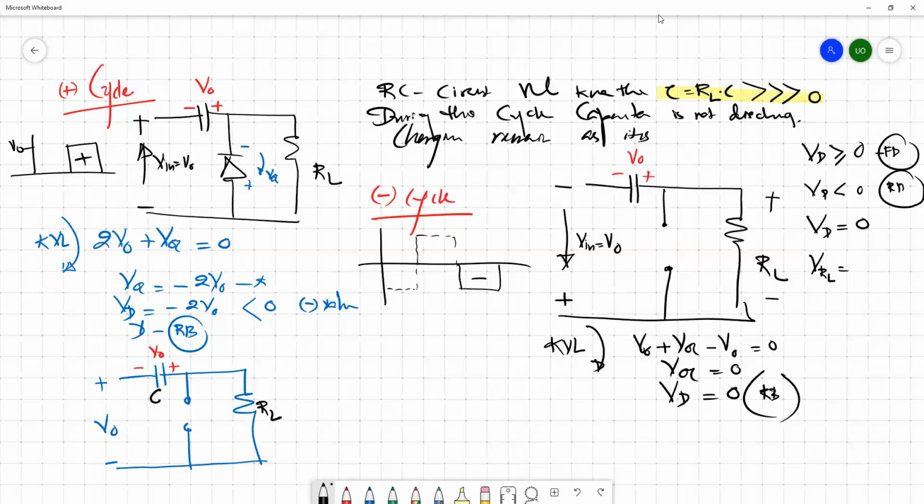Now 0. So we have V here and V here. So we know that it never discharges through the RL. So whatever voltage appears across this resistor would be the output voltage. So we have V naught across the capacitor, and we have another V naught in the opposite direction due to the input. So the ultimate voltage across the resistor is 0.